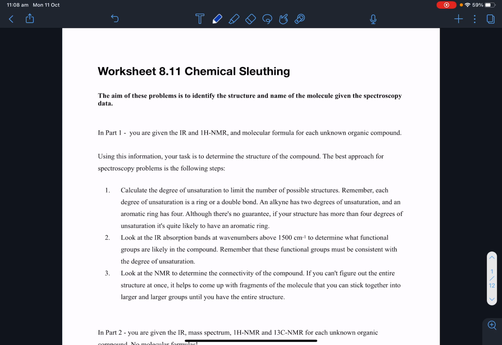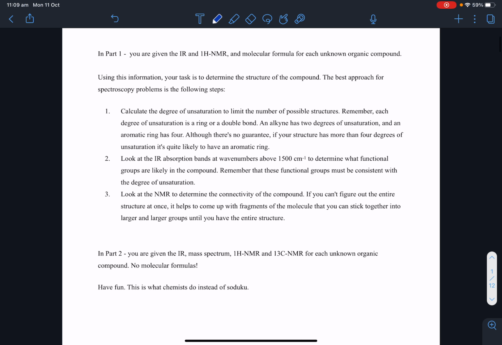We're going to make a video here looking at what I've called chemical sleuthing, using multiple spectroscopy techniques to identify an unknown molecule. Here on this first page I've just given a brief outline.